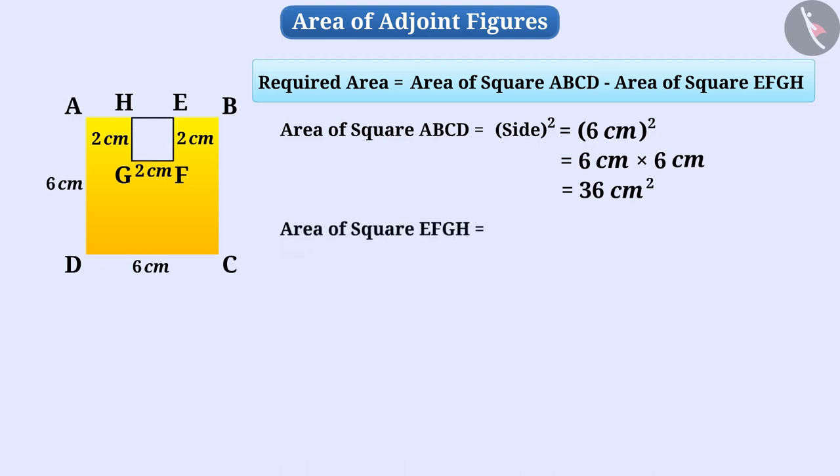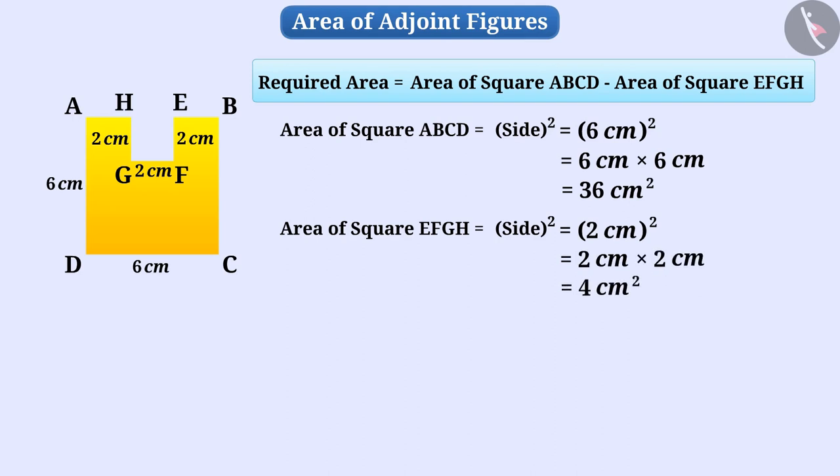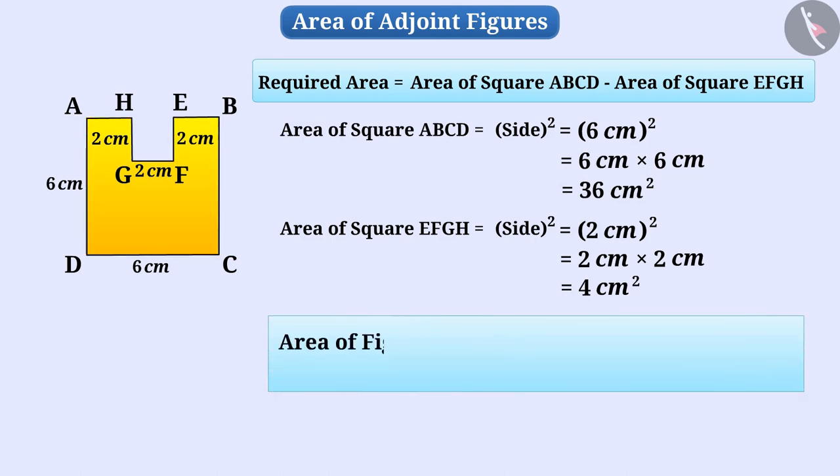And the area of square EFGH will be the side square, which is equal to 2 cm square, which is equal to 2 cm multiplied by 2 cm, which is equal to 4 cm square. To find the area of the figure, we will subtract the area of the square EFGH from the area of square ABCD. Similarly, the area of figure AHGFEBCD will be 36 cm² minus 4 cm², which is equal to 32 cm².